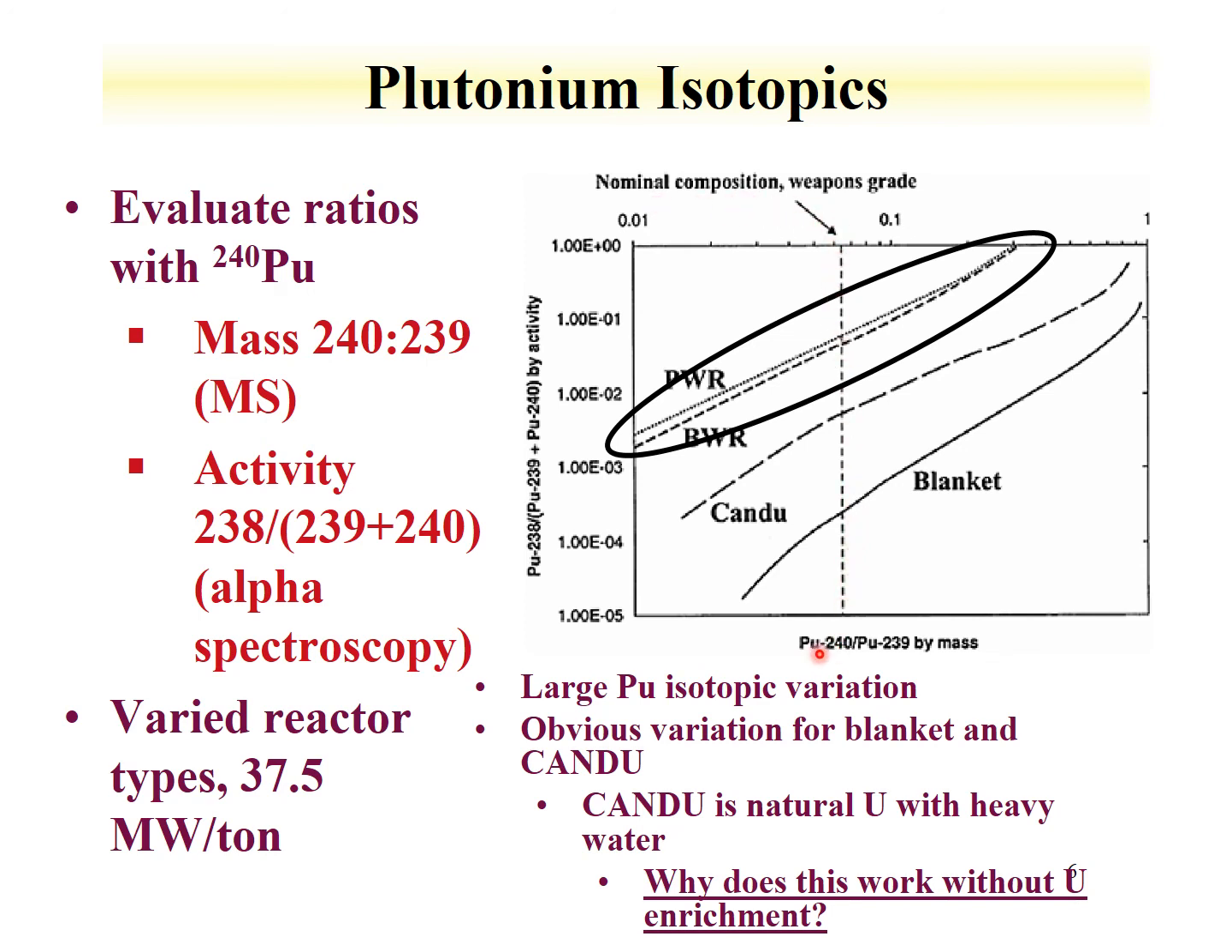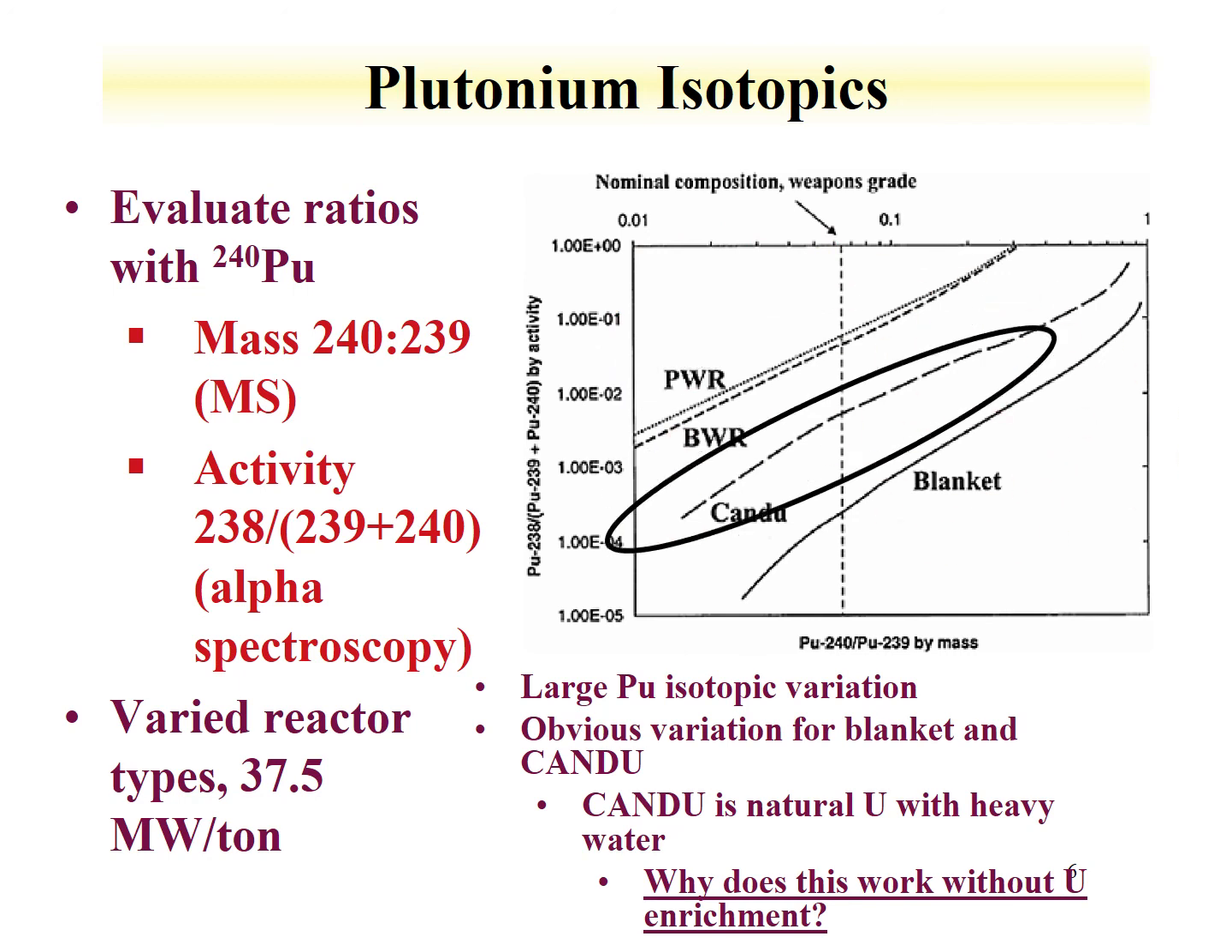If you look at the plutonium-240 to 239 mass, over here would be weapons. Here would be more reactor conditions. But what is very evident is the differences between the light water reactor types and the heavy water reactor type, the CANDU, and then the differences further still between the reactor types and a blanket. So by looking at these activity and mass ratios for the plutonium isotopes, one can get an idea of the reactor that was used to produce the plutonium.